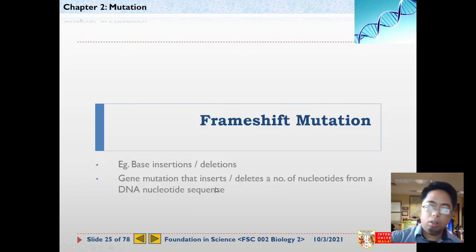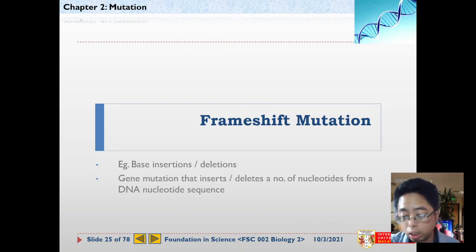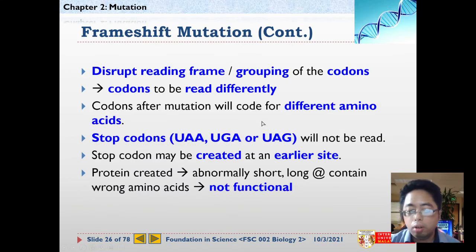Okay. So now we move to something that is called a frame shift mutation. In frame shift mutation, you have base insertion or deletion that actually shifts the frame of reading. I mean that the reading frame, your ribosome reads the bases as triplets, three letters every time. If you add 1, then you have 2, which will be frame shifted to the other word. So meaning that you will disrupt the reading frame or grouping of the codons. It will cause codons to be read differently.